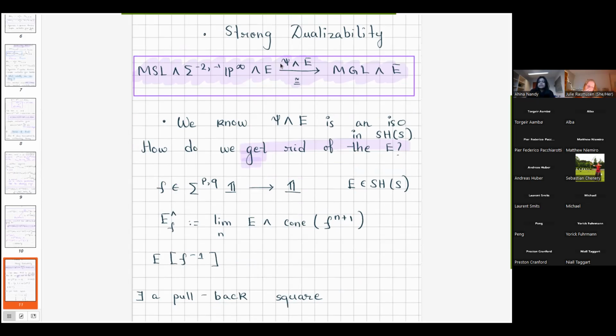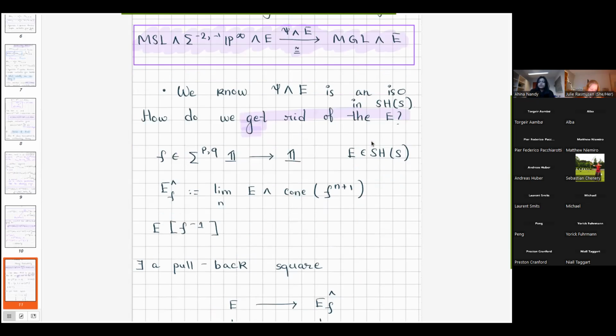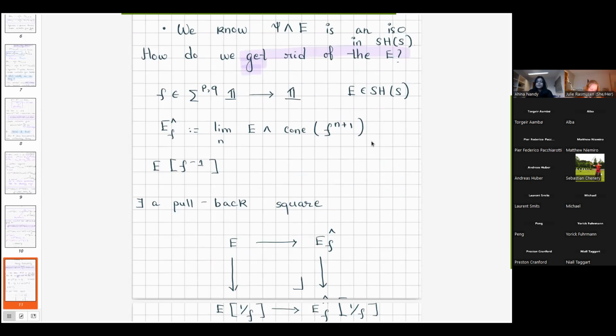Okay. So we wanted to show that this map psi was an isomorphism. Now we have that psi smashed with something else is an isomorphism. Now the next question is, how do we get rid of this extra thing? So we will do a very standard thing which people do in stable homotopy theory.